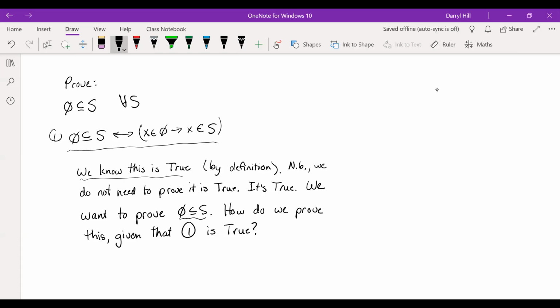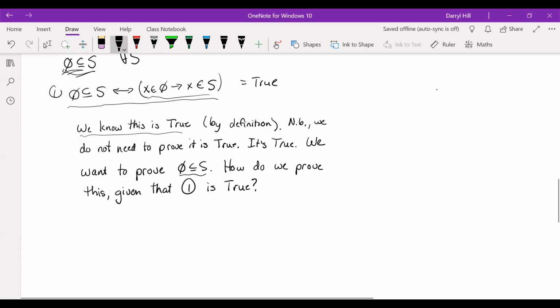We want to prove this. So how do we prove this given that one is true? This is what we're trying to prove. We know that this is true, and this is true if and only if this is true. So what we're going to do is basically prove this part is true, and then that must be true. Does that make sense? All right, so we want to show that X, a member of the empty set, implies that X is a member of the set is true. Anyone have an idea of which proof type we're going to use?